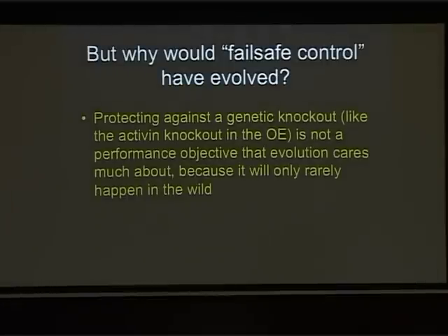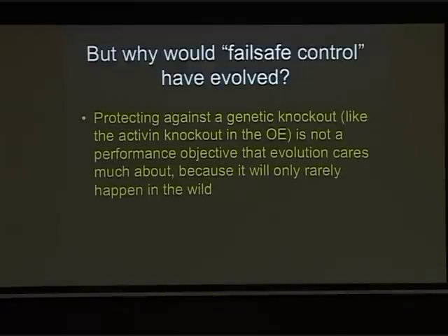This whole discussion begs an interesting question, which is why would you ever evolve a fail-safe control, right? I mean, think about that. If by definition a fail-safe control is something that only kicks in after something else has broken, how would it ever evolve? How would it ever be under selective pressure unless that other thing is breaking all the time, right? And so we kind of puzzle about that because we didn't think that evolution really cared about activin knockouts. You know, much easier to just let them die than come up with a system to compensate for them, right?